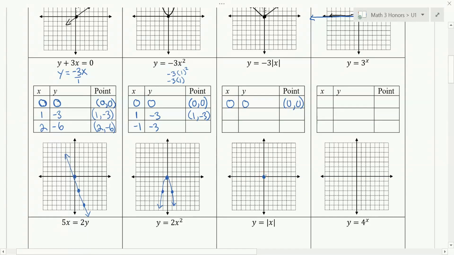Is this V going to open up or down? Just like the parabola, we had the -3 in front. This negative in front flips it over, reflects it across the x-axis, so it's going to open down. And so even if I didn't know that, I'd look at the slope. The slope is -3/1, and so I'm going to go down 3, right 1, and so that's the right side of my V shape. And so then the left side of my V shape will look like that. So I got 1, -3, and -1, -3.